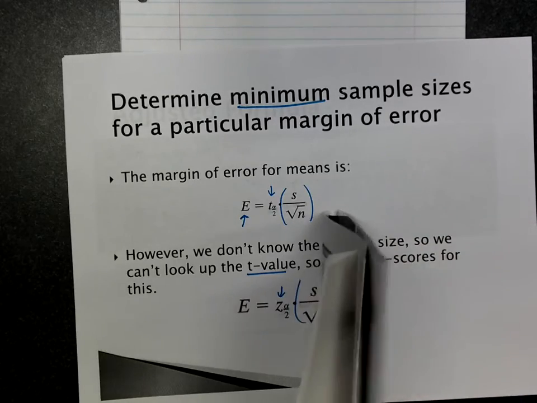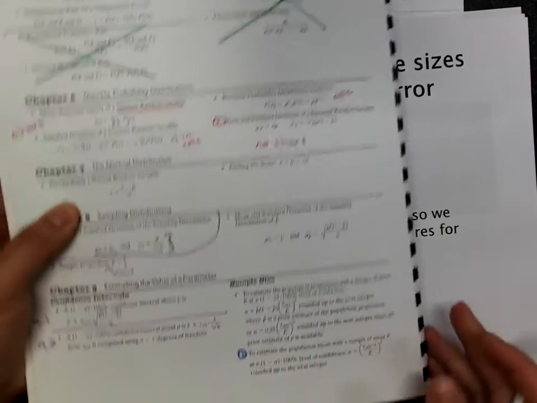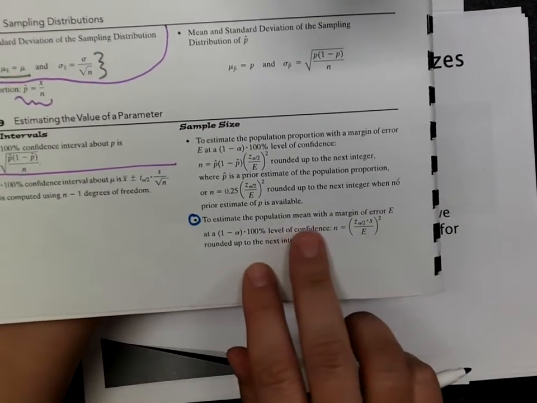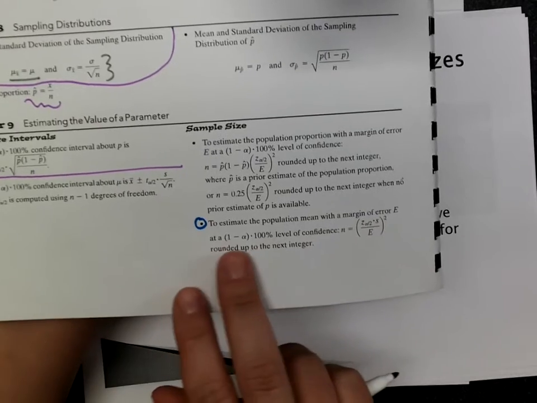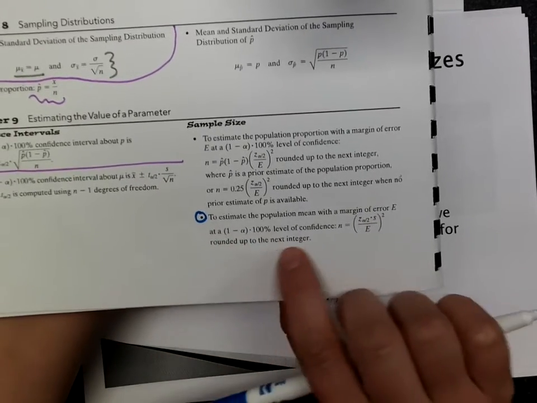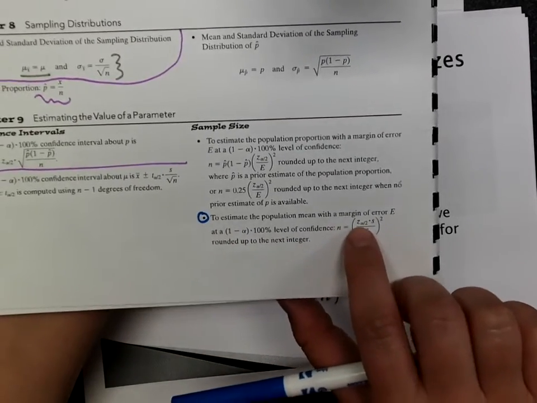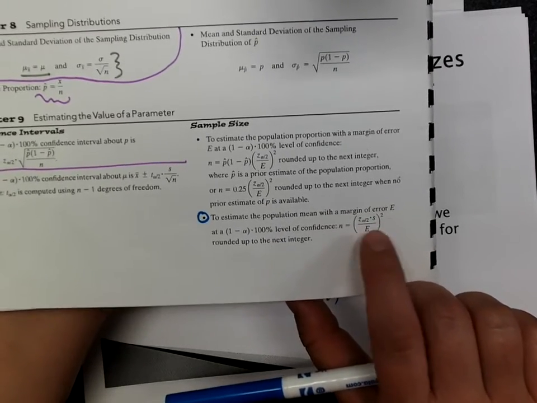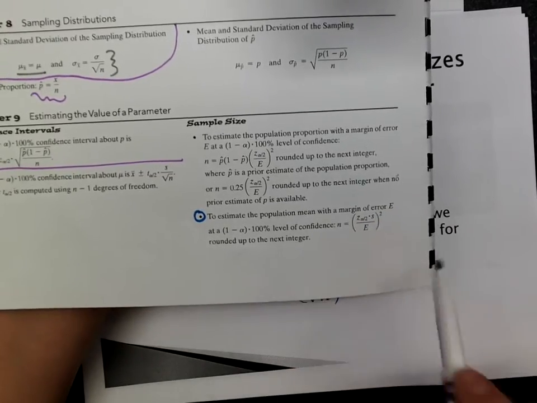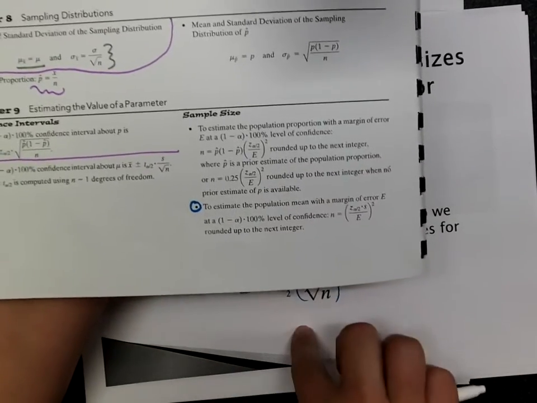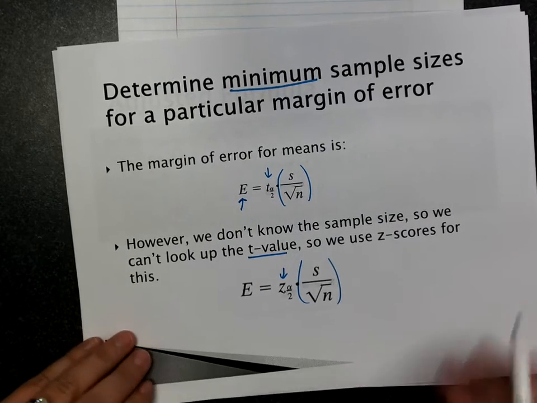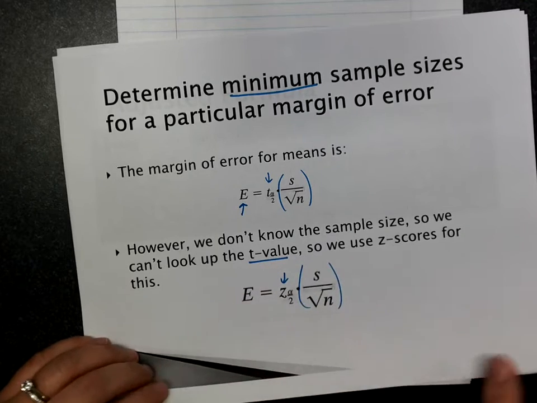So pretty straightforward, very similar to how we do that for proportions. In your formula sheets, that very last bullet, the very bottom, it says to estimate the population mean with a margin of error E at a particular confidence level, n equals the z-score, or the z critical value, times the standard deviation over the margin of error, and the whole thing gets squared. So it's already rearranged this for you so that you can just solve. So instead of going through all the algebra this time, we're just going to jump straight to the adjusted formula.